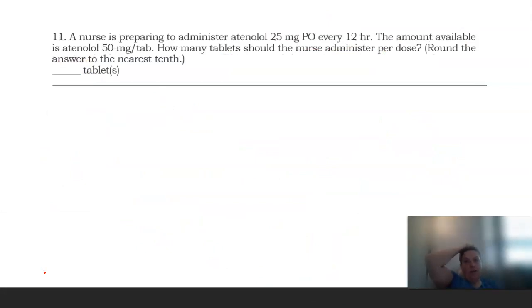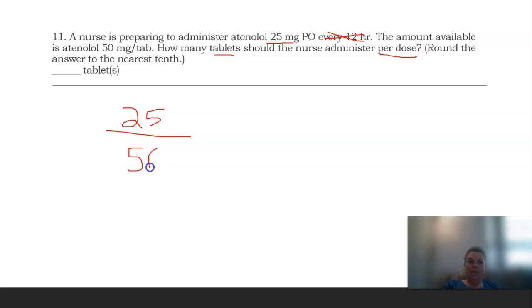Okay, here we go. Another one. Again, extra information I don't need. This is saying tablets per dose. This is a dose. So I just need to make sure my desired is on the what? Top. So I just need to make sure I'm putting these where they belong and not where I think they should belong. Okay? This is saying a 50 milligram tab is available.